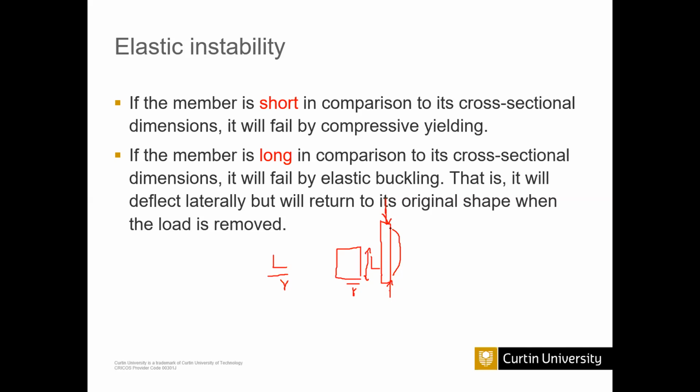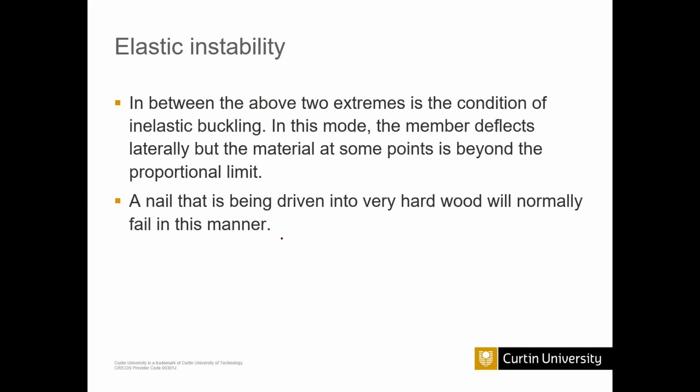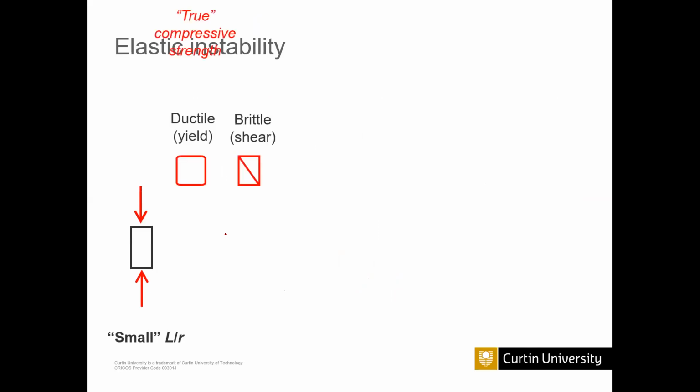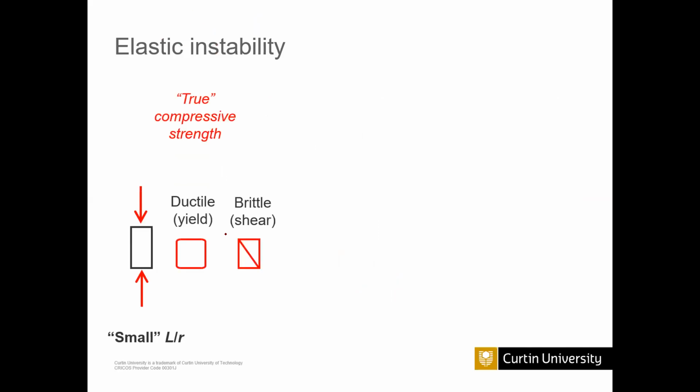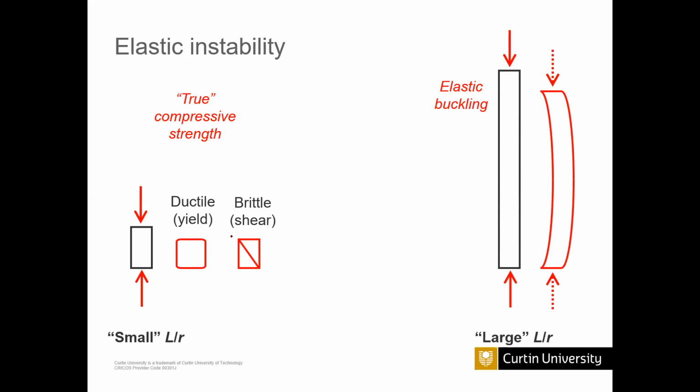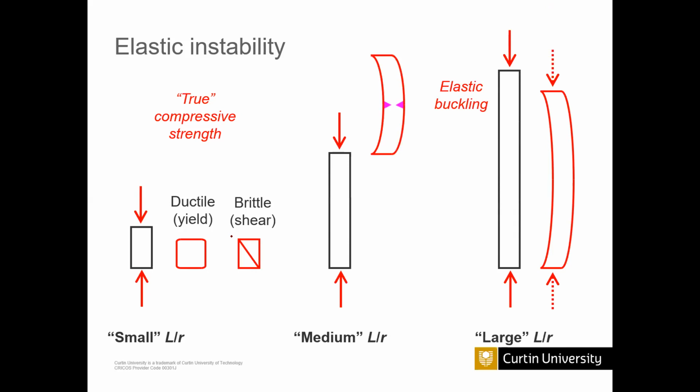We call that inelastic buckling. With the next slide, you can easily understand what I'm explaining. I told you, a small, low L/R ratio means a short column, so it will fail in pure compression. We will measure that as compressive strength. For a large L/R ratio, we will consider elastic buckling. And in between these two, that means a medium L/R ratio, we will consider inelastic buckling.